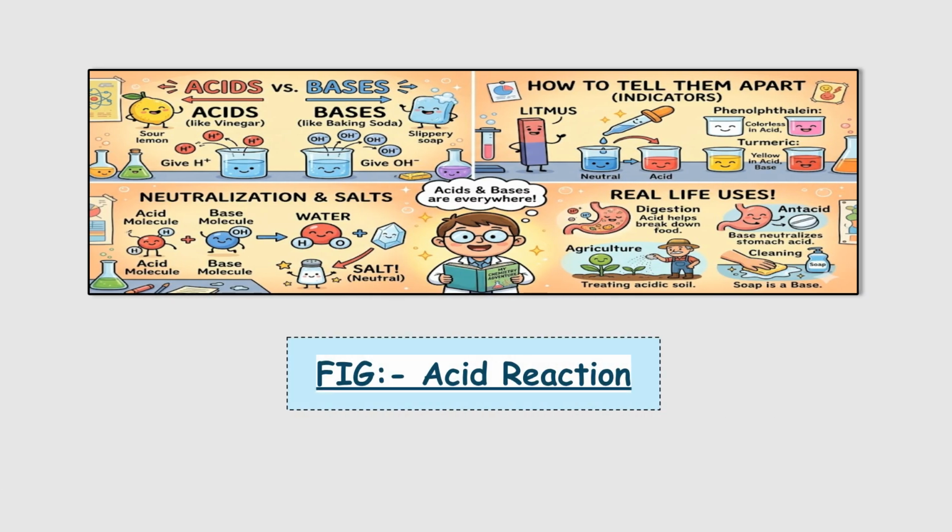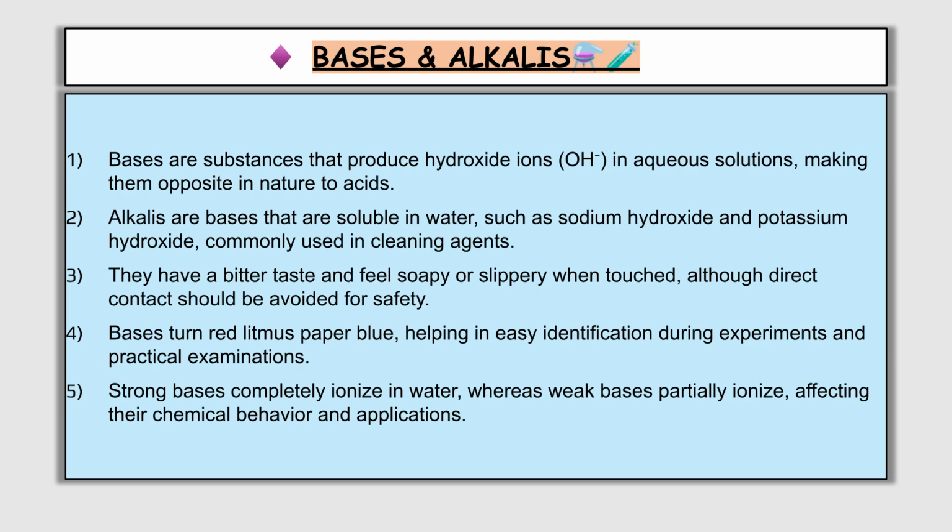This illustration provides a simple overview of acids, bases, and salts, showing their properties, the pH scale, and typical reactions like neutralization and corrosion. Bases are substances that release hydroxide ions, OH-, in water, making them the opposite of acids. Alkalis are water-soluble bases, like sodium and potassium hydroxide, often used in cleaning. Bases feel soapy and turn red litmus paper blue. Strong bases ionize completely, while weak bases only partially ionize in water.